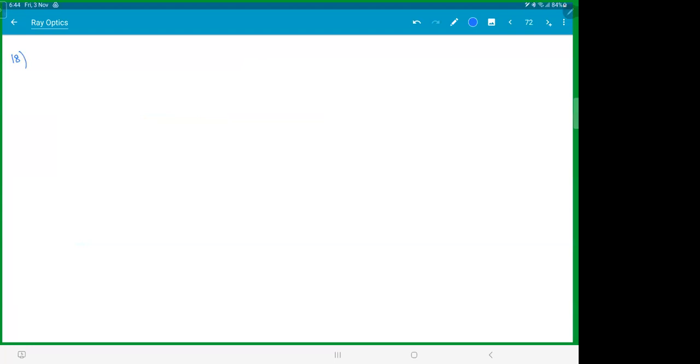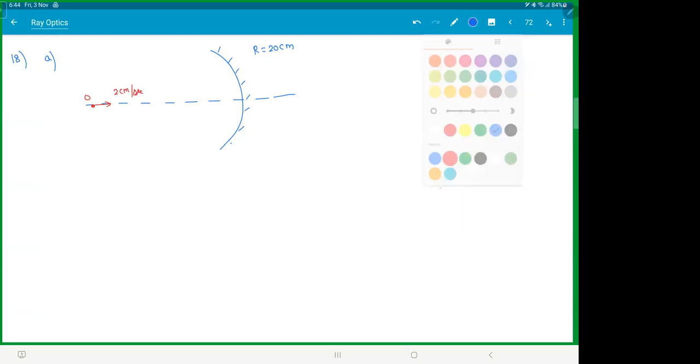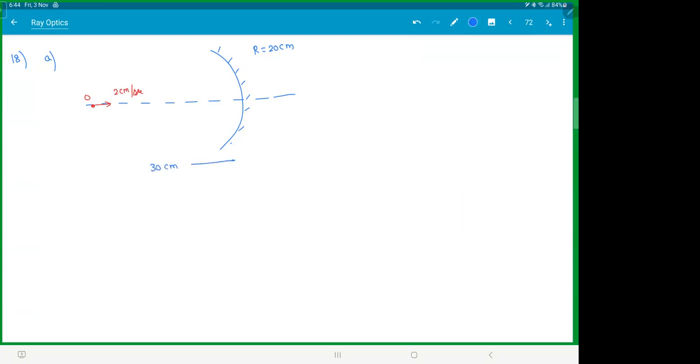What if the object starts moving? R is 20 centimeters. We have an object here going with 2 centimeter per second at a distance of 30 centimeters. Find the velocity of the image at this instant. Mirror is at rest. Mirror is not moving.